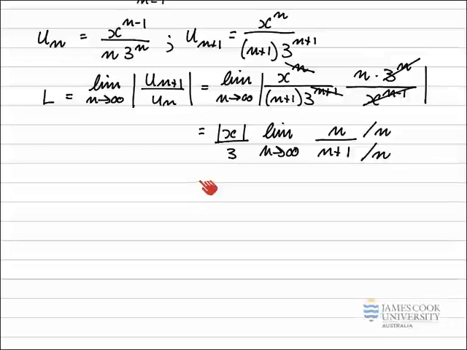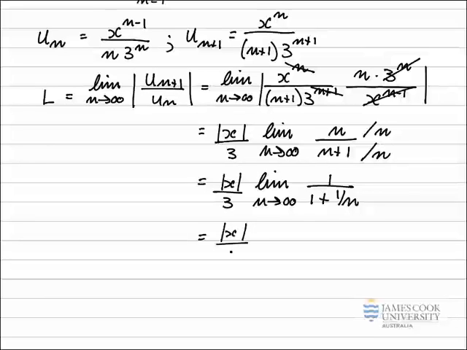So the whole value of L is still modulus of x divided by 3 times the limit as n approaches infinity of 1 divided by 1 plus 1 on n. Now as n approaches infinity, we've only got one term of n. 1 over n approaches 0, so this fraction is 1 over 1 plus 0, which is a total of 1. And so our value for L, once we calculate this limit, is the mod of x divided by 3.